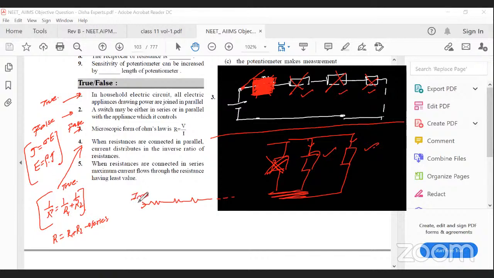Maximum current flows through the resistance having the least value. The least value means this is R1, this is R2, this is R3 and so on. There are n number of resistances. Even if one has the least value, all are in series. Correct? What is the equivalent resistance formula? R equivalent is equal to R1 plus R2 and so on, correct? Adding all the small resistance values gives a bigger value. Can you say that? Right? The resistance has a bigger value. Then will maximum current flow? No sir. Then what will this be? True or false? False.